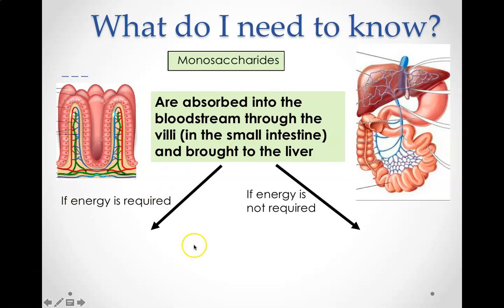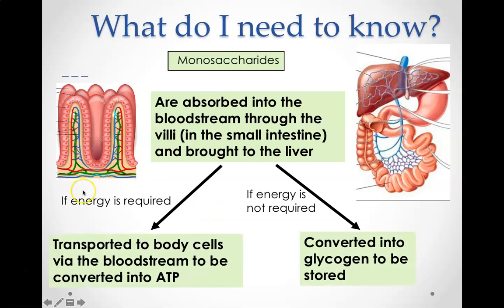If energy is required right away, so if we're exercising, if we're moving around, then the monosaccharides are going to be transported to the body cells via the bloodstream so that it can be converted into ATP.